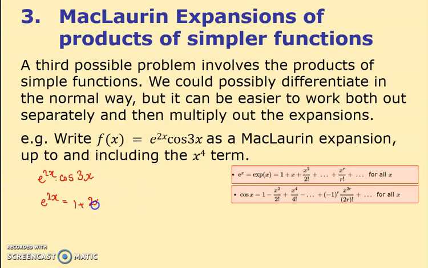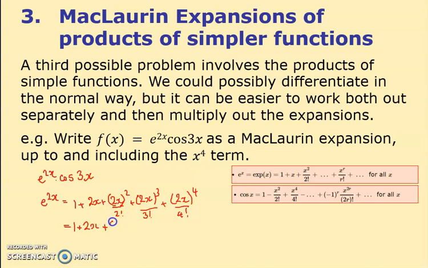plus 2x up to the x to the 4 term, plus 2x squared over 2 factorial, plus 2x cubed over 3 factorial, plus 2x to the 4 over 4 factorial. That's fair enough. So if I do it here, I get 1 plus 2x.